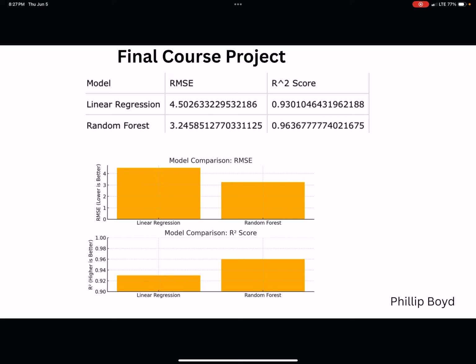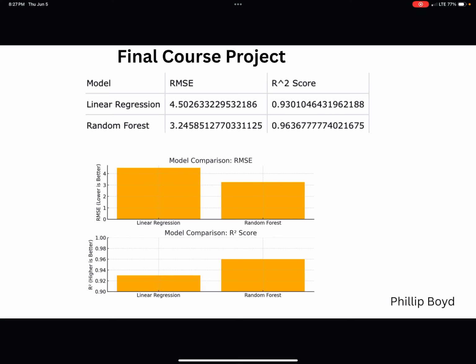For algorithms, I started with the baseline linear regression, you can see that on the top there, to capture simple relationships. Then I trained a random forest regressor to capture nonlinear patterns and feature interactions. Within this, I split the data set into 80% training and 20% testing. And during this training, I used default hyperparameters for both models for simplicity and reproducibility.